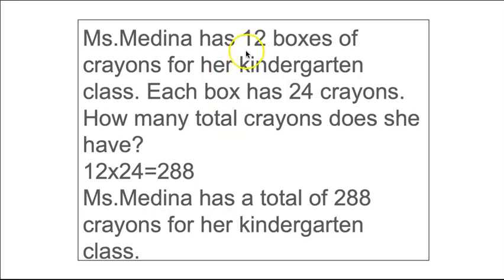So we know that Ms. Medina has 12 boxes and each box has 24 crayons. We needed to find the total amount of crayons. That being said, 12 times 24 equals 288. Ms. Medina has a total of 288 crayons for her kindergarten class. We have successfully gathered our answer by using concrete, pictorial, and abstract models, all while applying partial products.